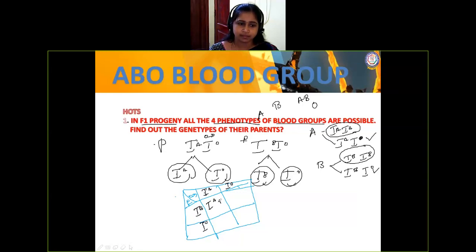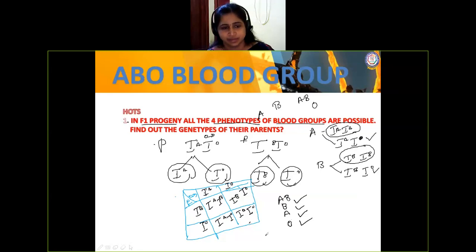IA, IB. Both you have to write I, not one I, AB. It is an allele. So IA, IB. Then here, IB, IO. And here, IA, IO. And here, IO, IO. So we have all the four blood groups: AB, then B, then A, and then O. So it's very simple.